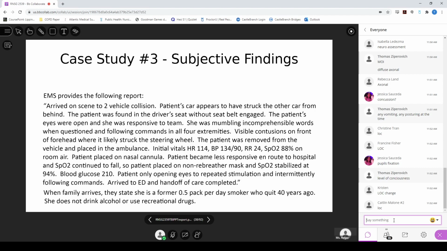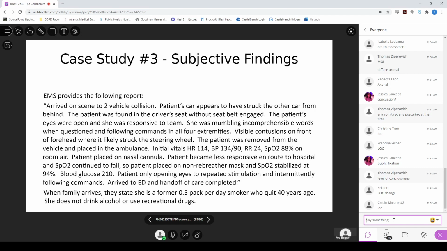The patient's eyes were open and she was responsive to the team. She was mumbling incomprehensible words when questioned and moving all four extremities. Visible contusions of the front forehead where it likely struck the steering wheel. And the patient was removed from the vehicle and placed in the ambulance.